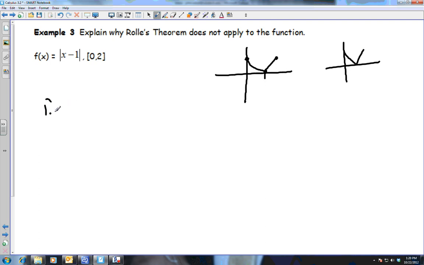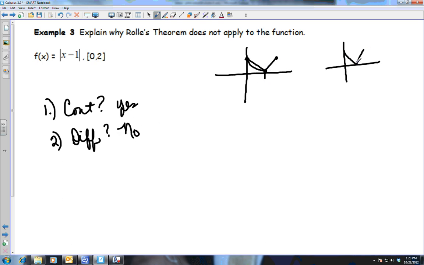So number 1, the question is, is this continuous from 0 to 2? Yes, it's continuous. Question 2 says, is it differentiable from 0 to 2? Well, in this one, I have a problem. I have this sharp turn at 1. So the derivative does not exist where I have a sharp turn. So the reason why I can't use Rolle's theorem would be because the derivative does not exist at x equals 1.